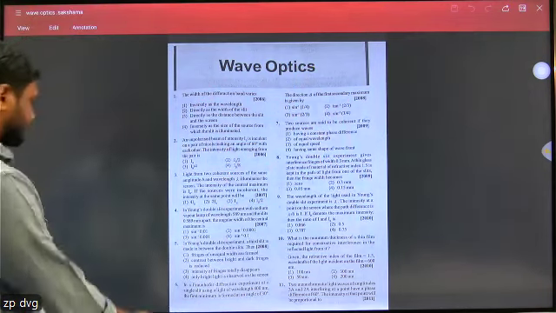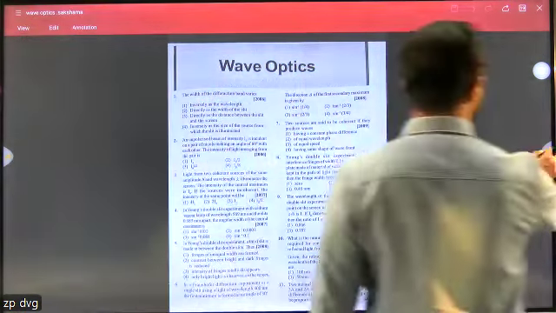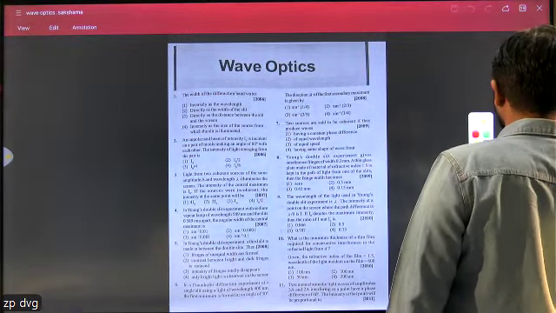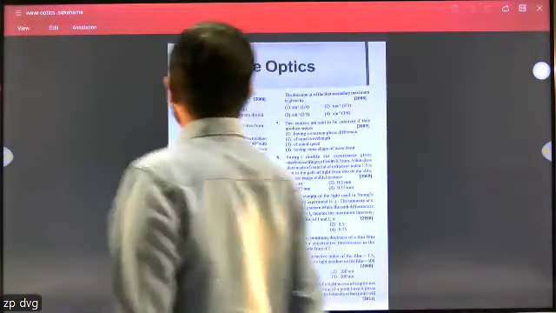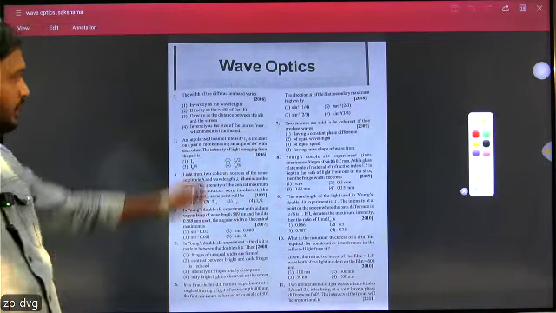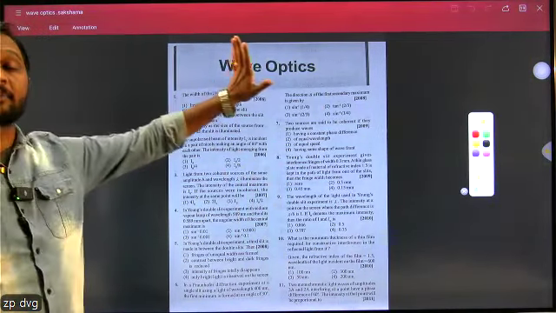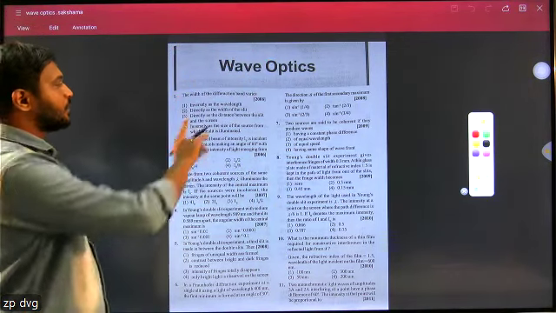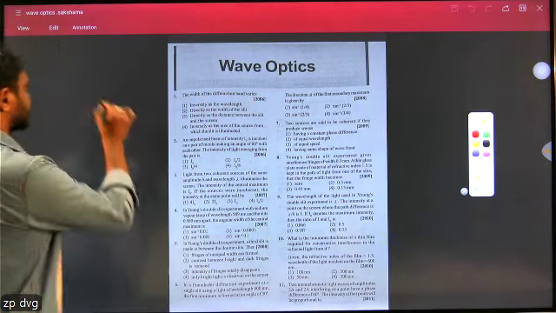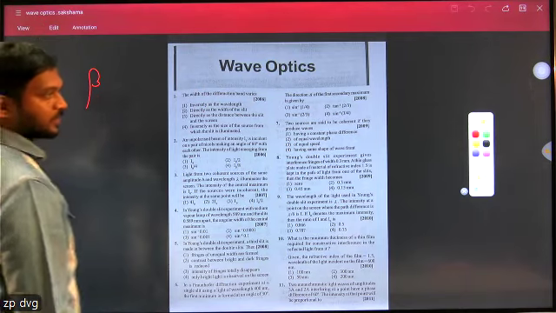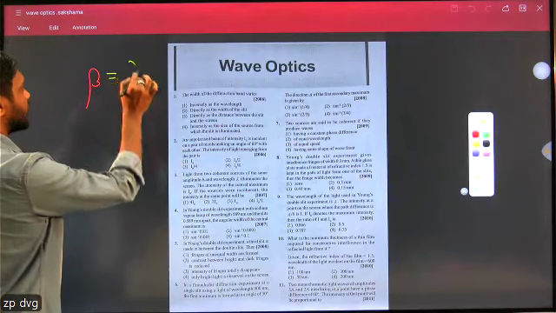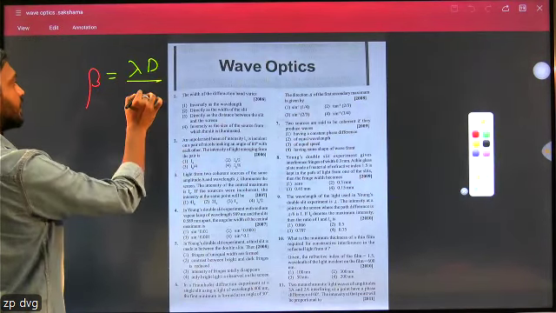See, the first one is: the width of diffraction band varies. So the options are inversely as the wavelength. So what is the formula of fringe width? Beta equals lambda D divided by a.